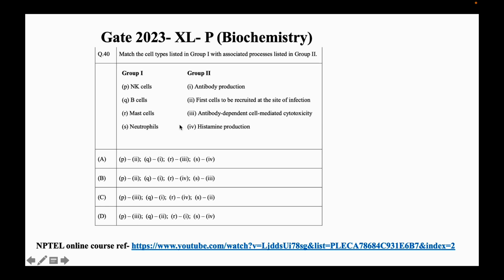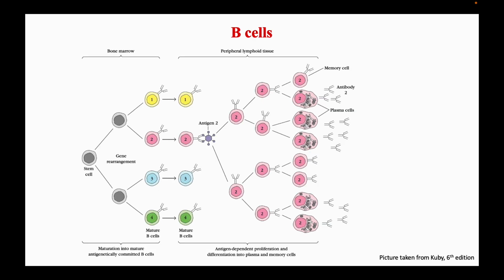So first we'll start by understanding these different types of cells and their functions in our body. First we'll start with B cells. B cells originate from stem cells. These stem cells undergo gene rearrangement to mature into B cells. So 1, 2, 3, 4 are mature B cells which are committed antigenically to form B cells.